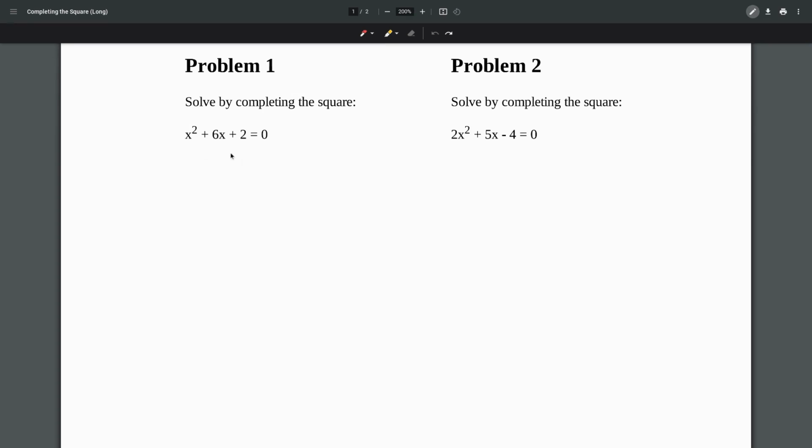Our first step is we want to move the 2 over, so we're going to subtract 2 from both sides, and we're going to rewrite this as x squared plus 6x equals negative 2. Our next step is to take half of the number in front of x, so half of this coefficient, and square it. So I'm going to add 3 squared to both sides.